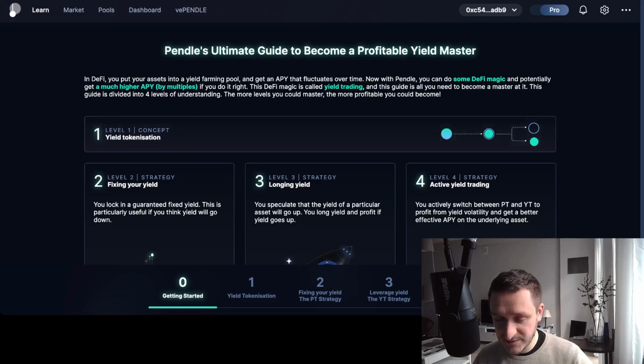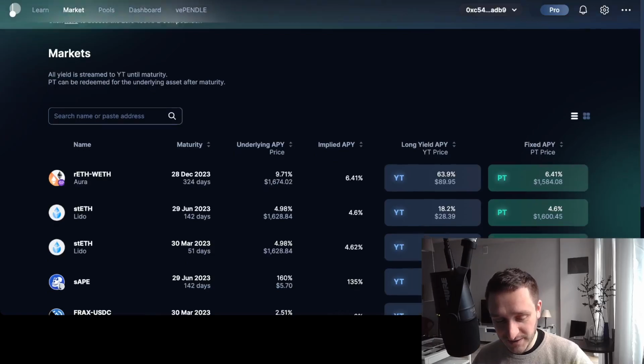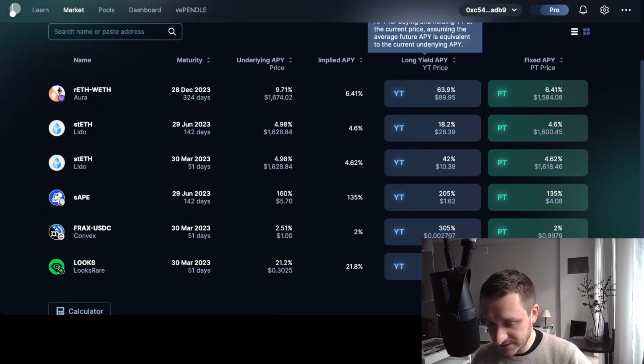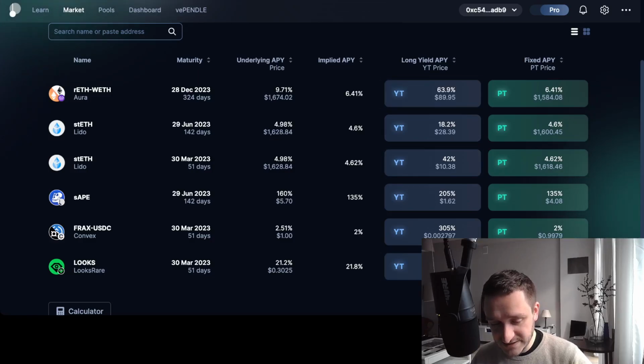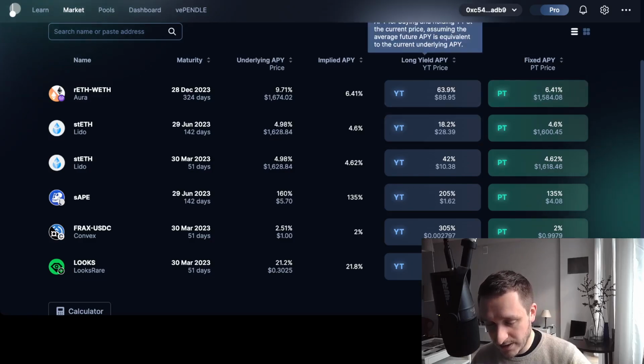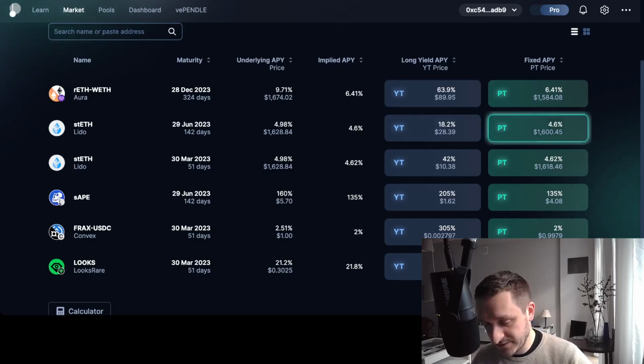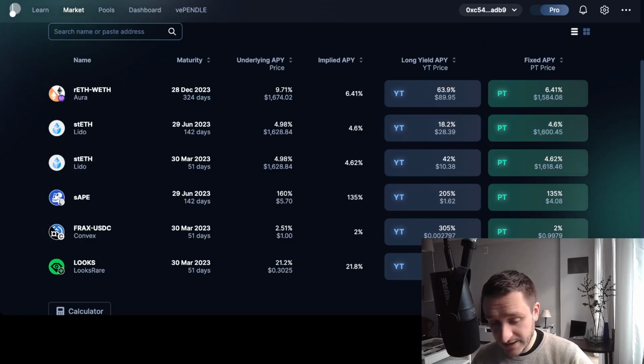If you click on the market, let me show you the market, because that was all about the tutorial. If you look at the market, then basically this is what you see. You will see the tokens, the yield, the long yield, the fixed yield, and how much you can buy a given token for. So the current price of Steve is basically $1,628, and that's split between the PT token, the principal, and the YT token, the yield token. So $28 goes here, 1,600 goes here, and this is how it's connected.